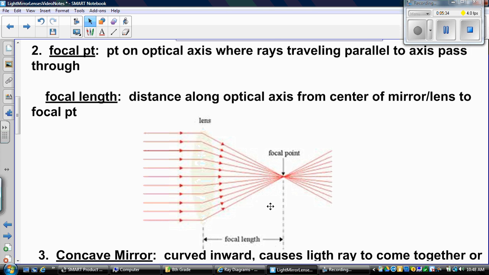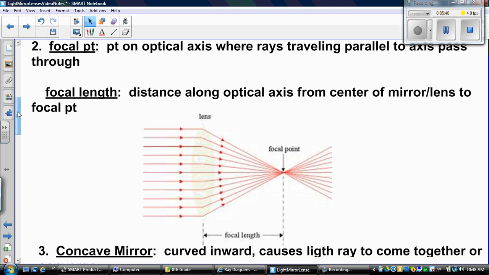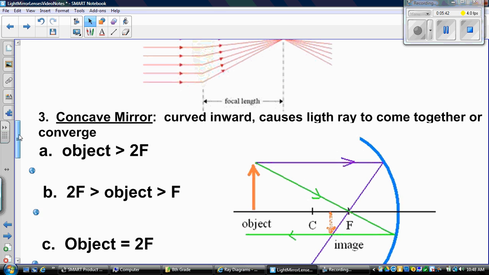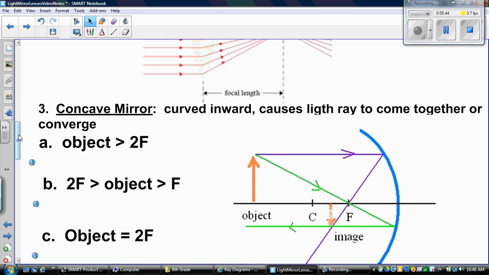So the distance from the focal point to the lens is called your focal length. So now let's take a look at mirrors. Mirrors are going to refract or bend light. Remember, a plain mirror just reflects light, but a lens is going to bend it, and it's going to cause those bending or reflecting rays to change what you see.